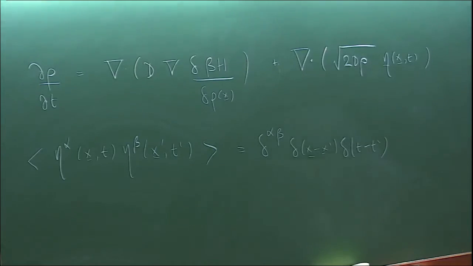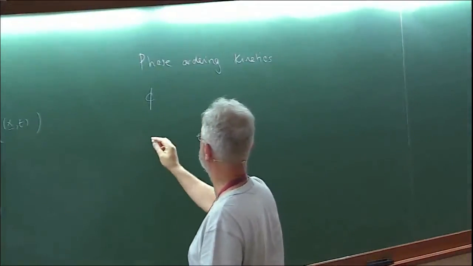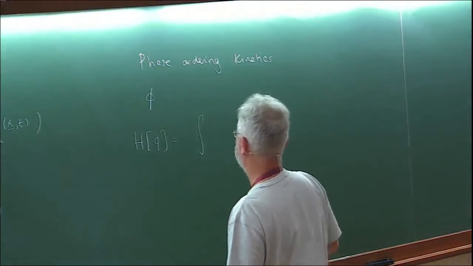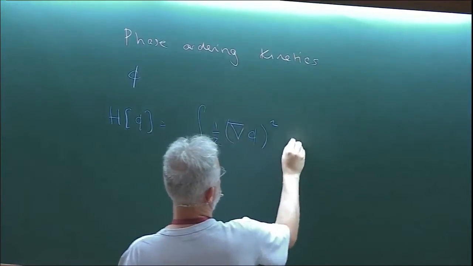In phase ordering kinetics, you have some sort of an order parameter, phi. You can think of phi as being some sort of volume fraction in two phases, or some Ising parameter, which is plus or minus 1. So often you have a field theory. What you can do is introduce some sort of Hamiltonian free energy density functional for this. For instance, this is the one that everybody writes down for phase ordering kinetics. You have something like this.